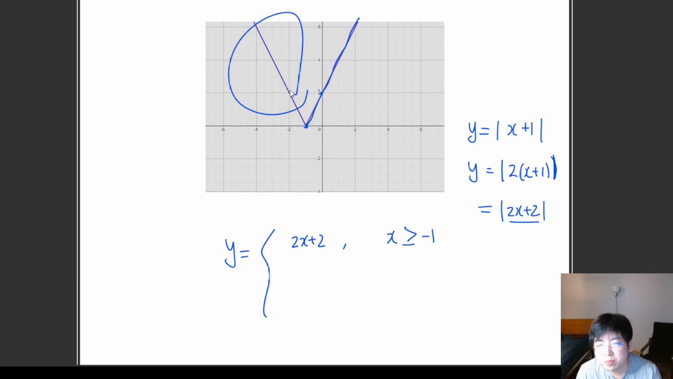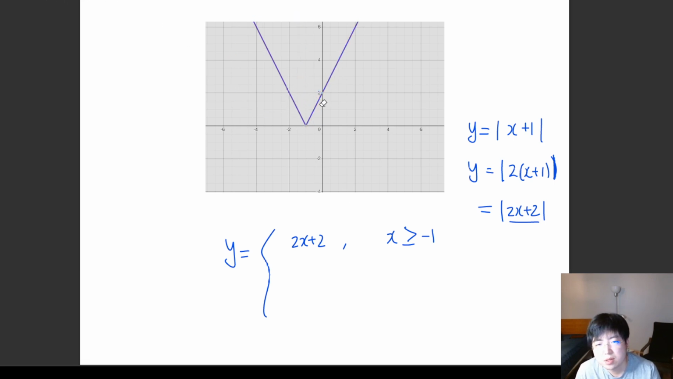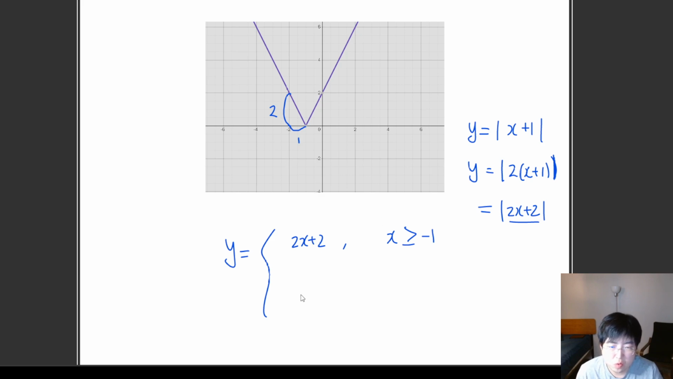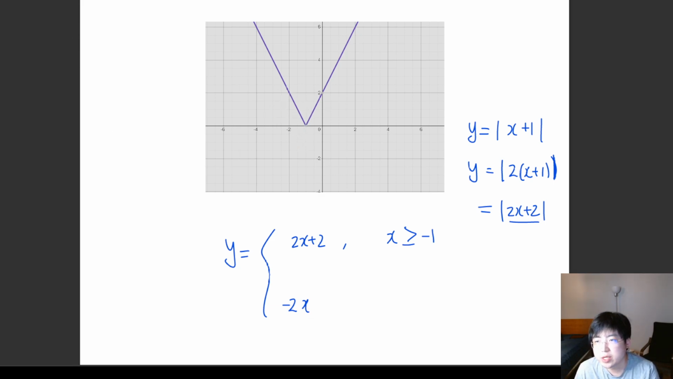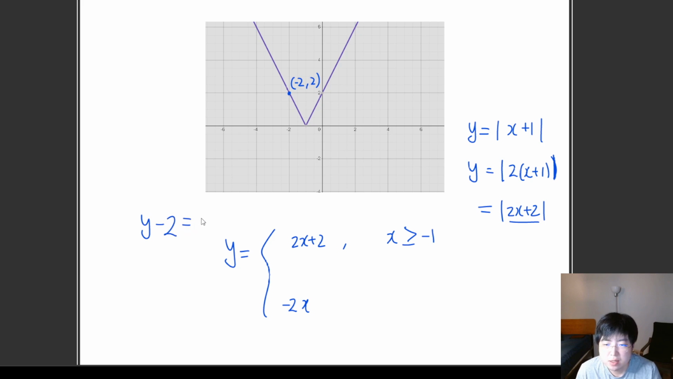Then how about this left portion? As you can see, x increased by 1 and y decreased by 2. So the slope is -2 over 1, or -2x. But in this case, we need to find the y-intercept. Again, we are going to use the same method. I'm going to choose this point where x is -2, y is 2. So again, we can use the point-slope form: y minus the y-coordinate 2 equals slope times x minus the x-coordinate.